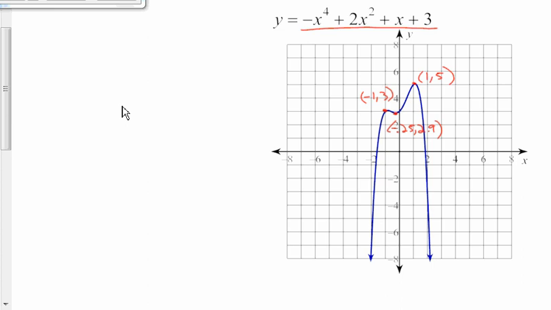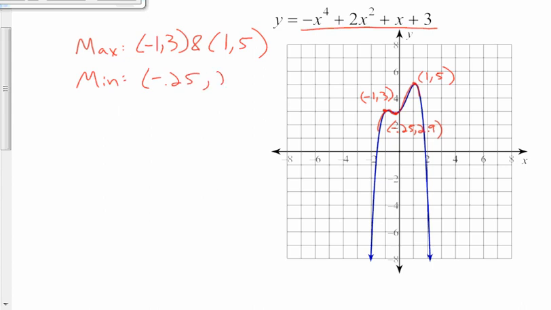All right, so our maximums are those 2 points where our graph changes from increasing to decreasing. So those 2 points right there. So -1, 3 and 1, 5. Those 2 points would be relative maximums. And the relative minimum is where we change from decreasing to increasing. So that point -0.25, 2.9.